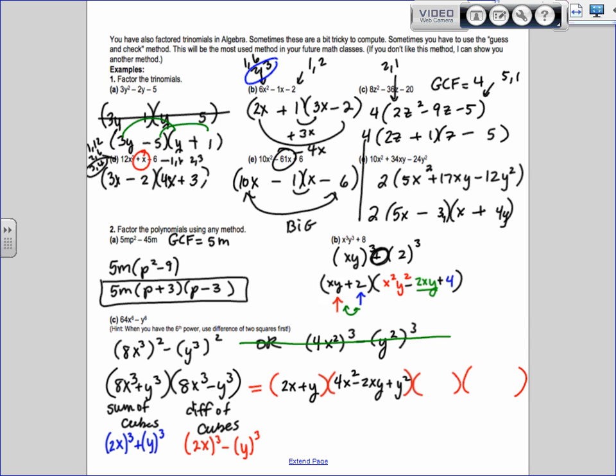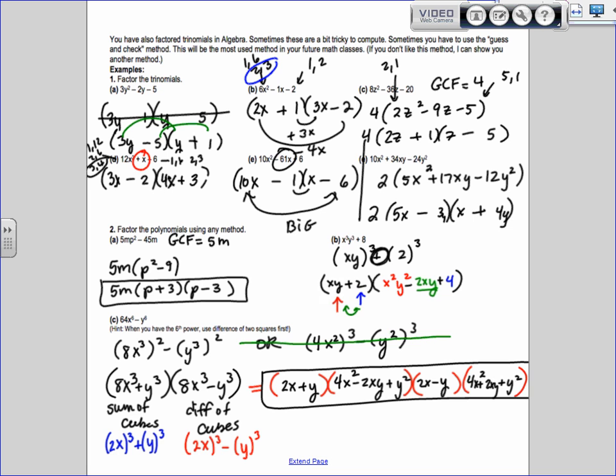And then same idea on the next one, so I'm going to just drop the cubes, so I have 2x minus y. Square the first item, 4x squared. Square the last item, y squared. Multiply the two together, 2xy. Same, opposite, always positive. That was a little close. You guys see it, 4x squared plus 2xy plus y squared. And that's your answer.